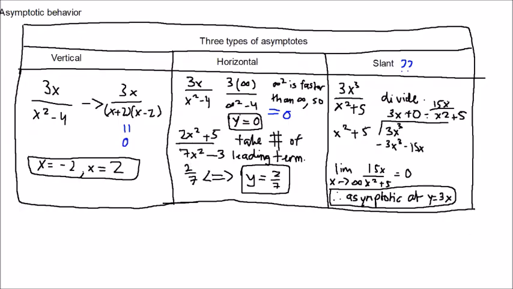There are 3 types of asymptotes. I'll go through the first 2 really fast. Vertical, simple enough, just 2 lines.